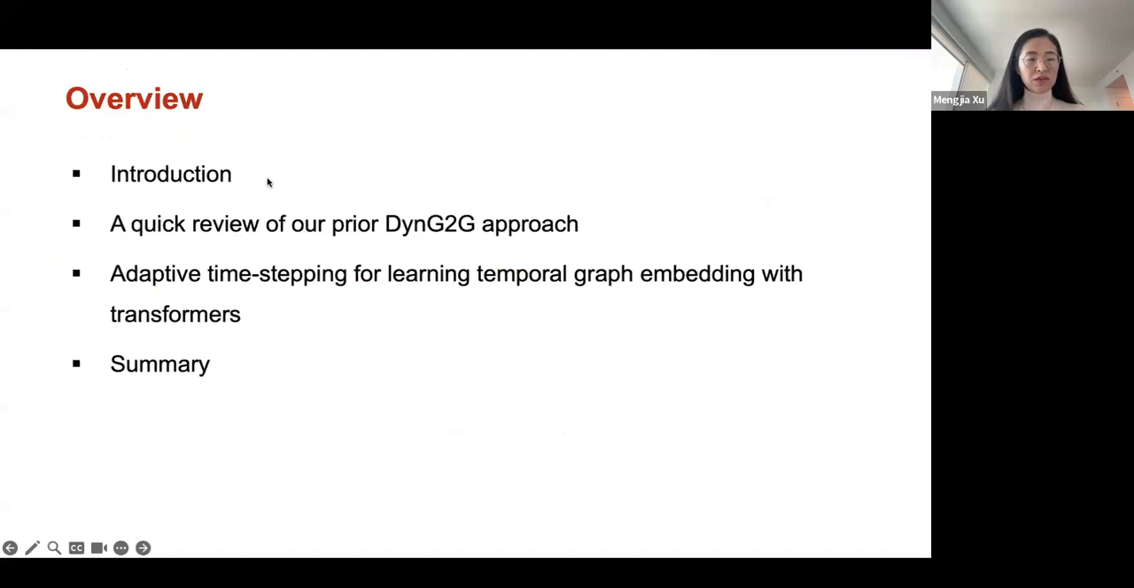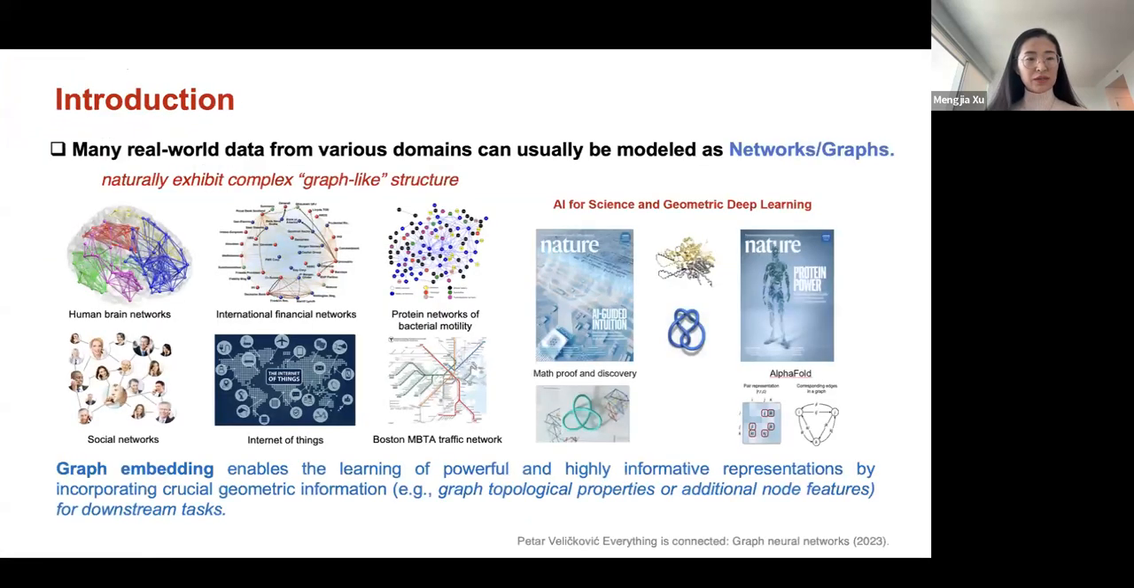Today my talk will cover four main parts. First, introduction. Second, a quick review of our prior paper on dynamic graph embedding using the graph-to-Gauss method. Based on this paper, we propose another improved work on adaptive time stepping for learning temporal graph embedding using transformers. And lastly, I will give a summary.